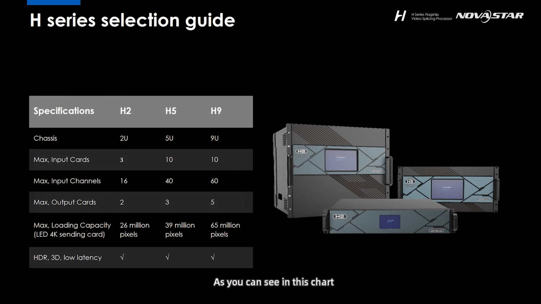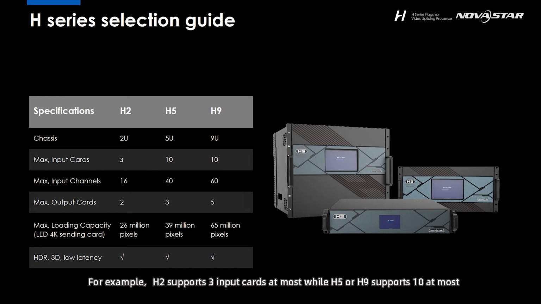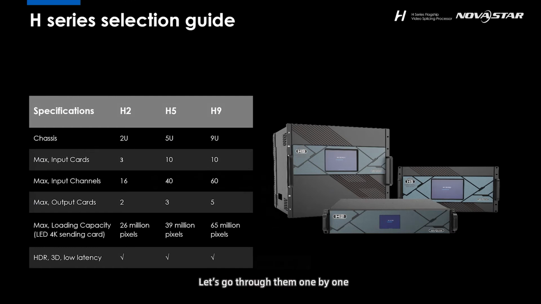As you can see in this chart, the maximum input and output cards also vary consistently with the size of the equipment itself. For example, H2 supports 3 input cards at most, while H5 or H9 supports up to 10. H2 supports 2 output cards at maximum, while H5 supports 3 and H9 supports 5 respectively. And now let's go through them one by one.